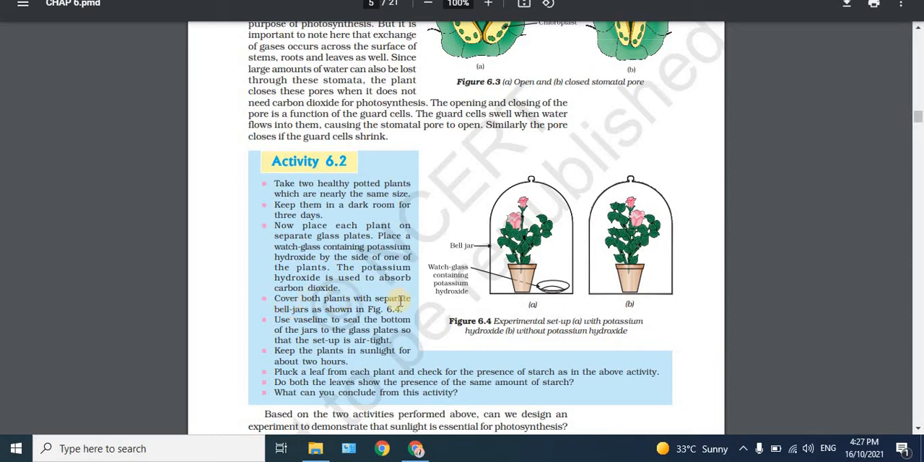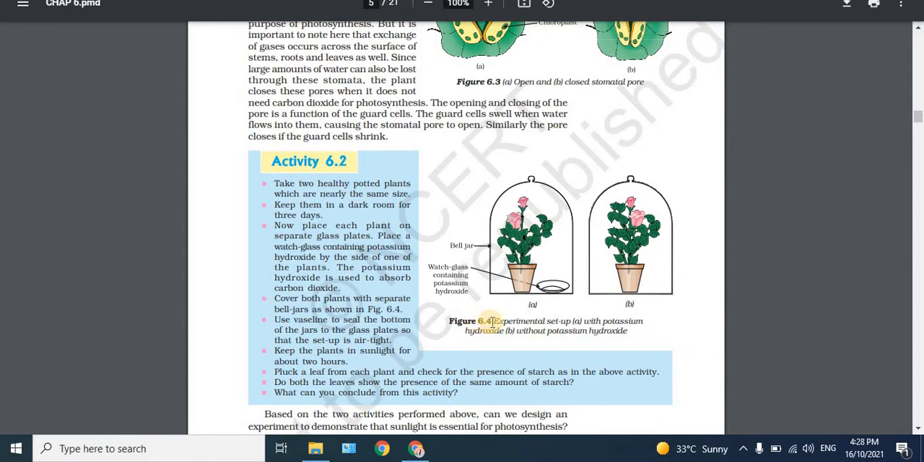Cover both plants with separate bell jars as shown in figure 6.4. Use Vaseline to seal the bottom of the jars to the glass plates so that the setup is airtight. Keep the plants in sunlight for about 2 hours. Pluck a leaf from each plant and check for the presence of starch as in the above activity. Do both the leaves show the presence of the same amount of starch? What can you conclude from this activity?